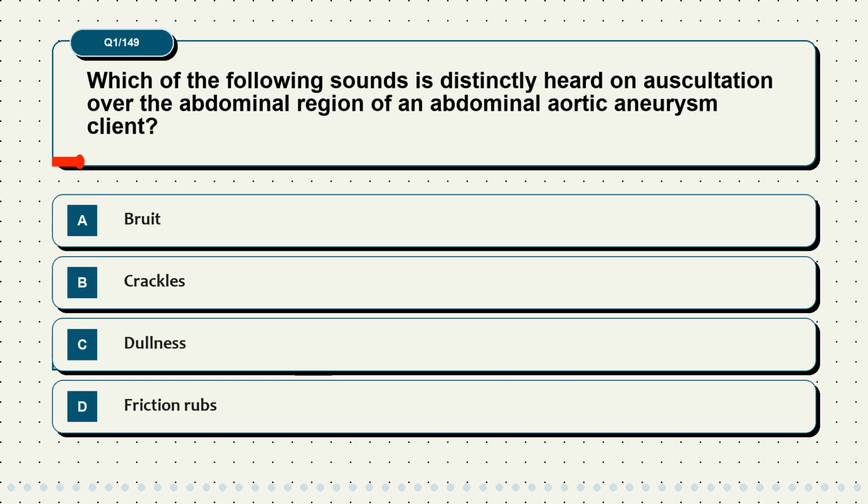Question 1. Which of the following sounds is distinctly heard on auscultation over the abdominal region of an abdominal aortic aneurysm client? Here are the options. Option A, bruit. Option B, crackles. Option C, dullness. Option D, friction rubs.